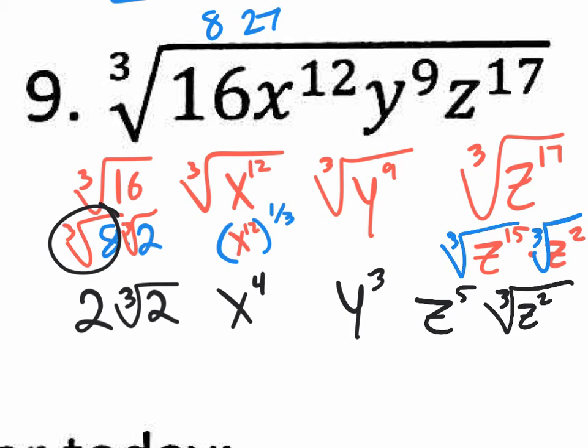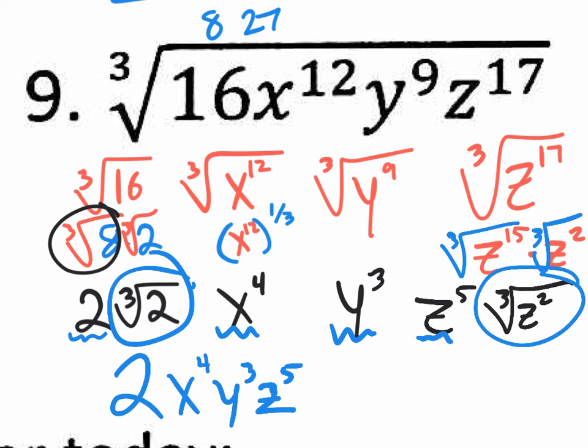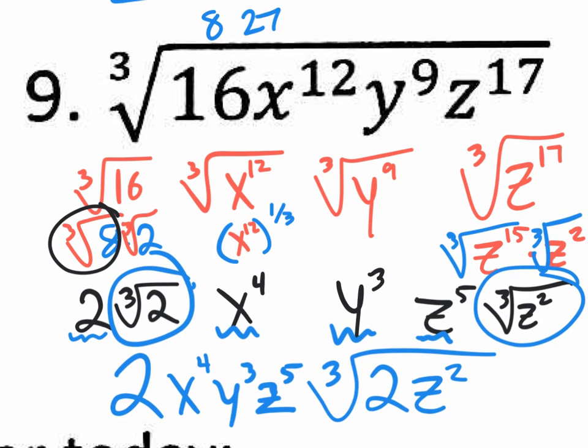That's your long, nasty looking answer. All you need to do is clean it up, rearrange things. Let's put the outside terms first. The 2 out there. The x to the 4th right next to the 2. The y to the 3rd right there. And the z to the 5th right there. And finally, at the end, we're going to take the third root of 2, the radical, and put them both together under one radical value, 2z squared. That's your final answer to that one.